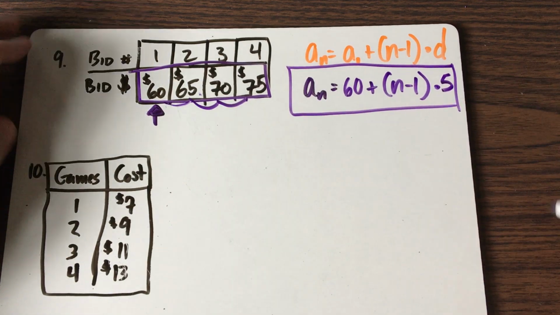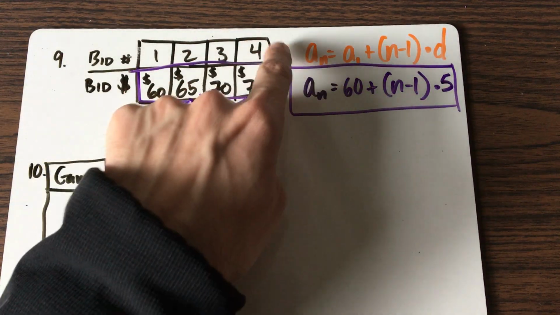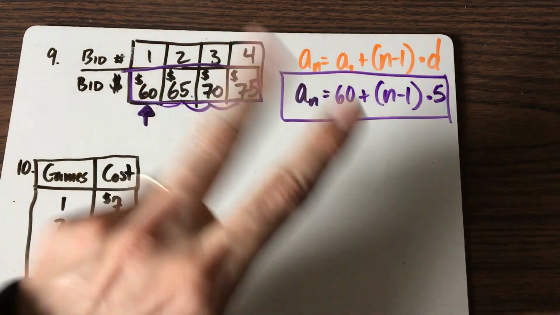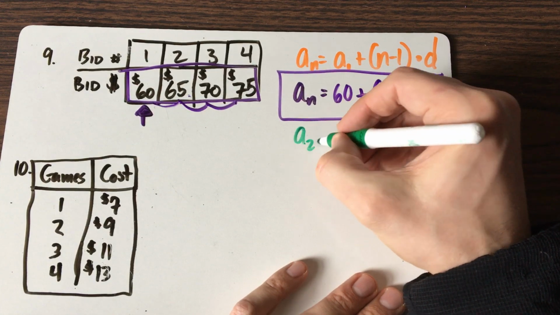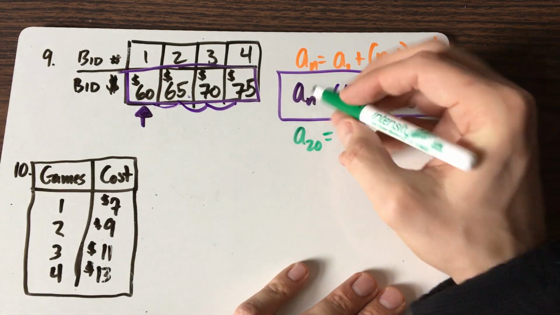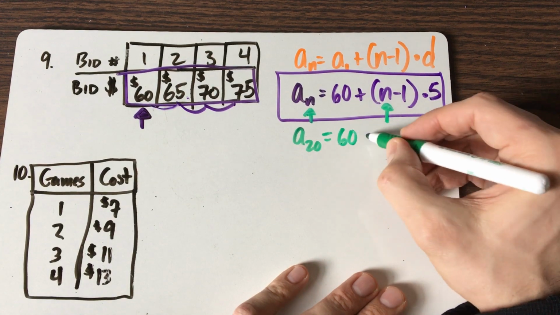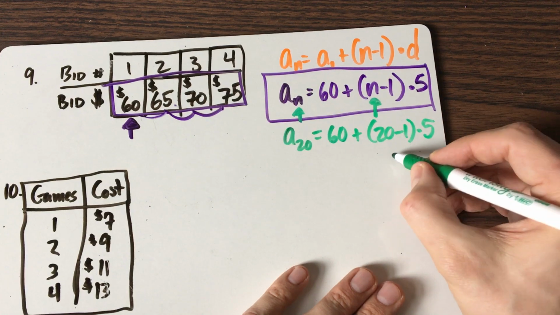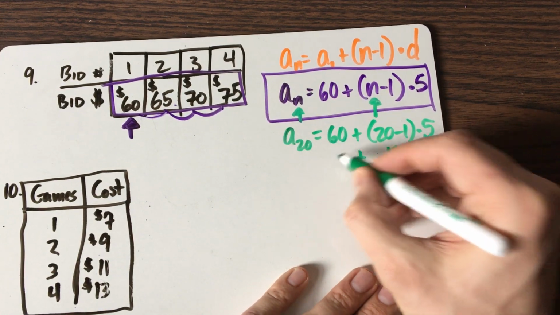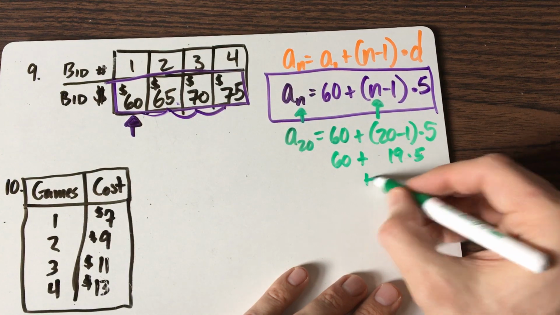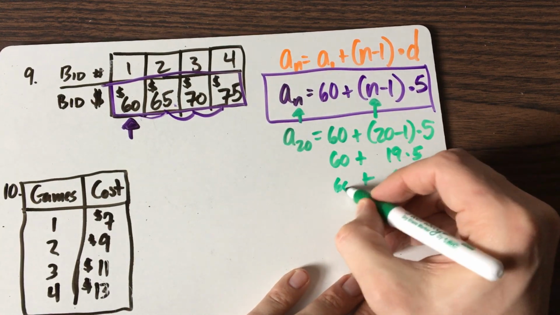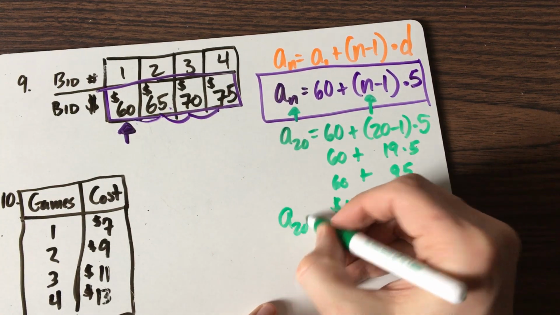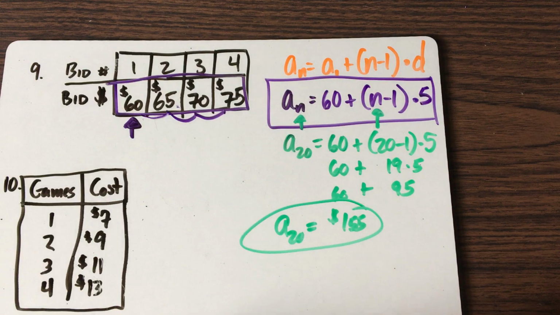And then if I ask you, hey guys, what would it cost if I had made 20 bids instead of stopping at 4? What if I would have gone all the way to 20? Well, there's 2 ways to do it. Step 1, if I want the 20th bid, you could put 20 in the place of n, and then work this out, right? 20 minus 1 is 19. 19 times 5 plus 60. Got to do the multiplying first. 19 times 5 is 95. 95 plus 60 is 155, right? So the answer should be A with a 20 underneath it. The 20th bid is $155.